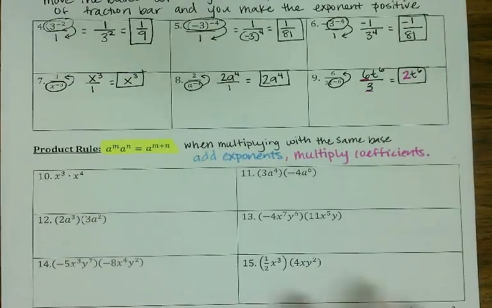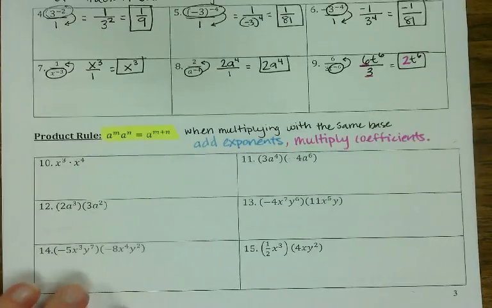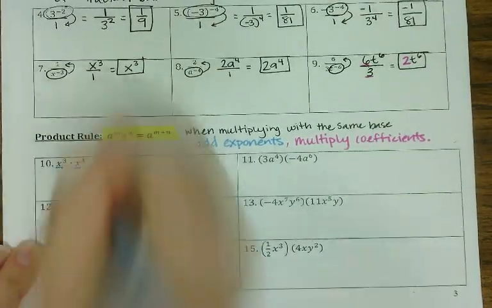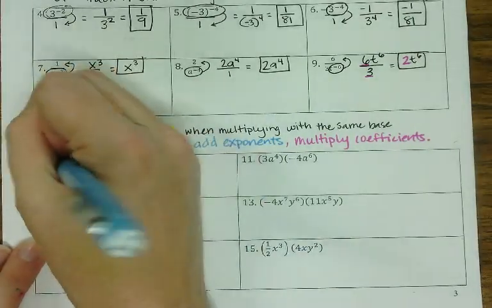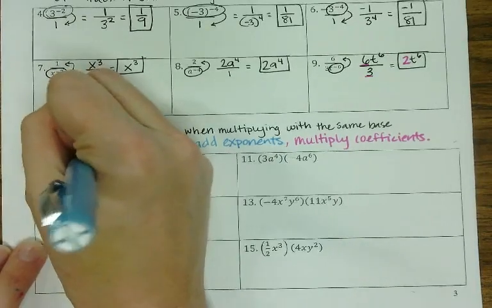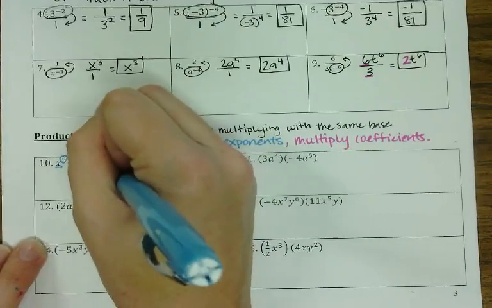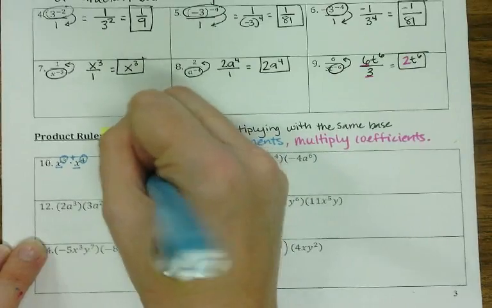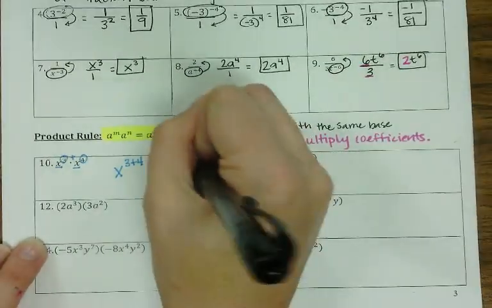All right? So in this particular case, for my very first one here, x cubed times x to the 4th. Well, guys, these have the same base. Do you see how x and x, those are my same base? So what we are going to do is we are going to add the 3 and the 4. So, guys, that becomes x to the 3 plus 4. So that would become x to the 7th power.